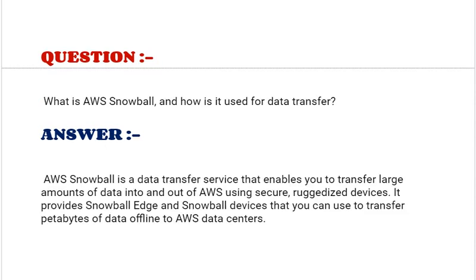Our next interview question is, what is AWS Snowball and how is it used for data transfer? Your answer should be AWS Snowball is a data transfer service that enables you to transfer large amounts of data into and out of AWS using secure ruggedized devices. It provides Snowball Edge and Snowball devices that you can use to transfer petabytes of data offline to AWS data centers.